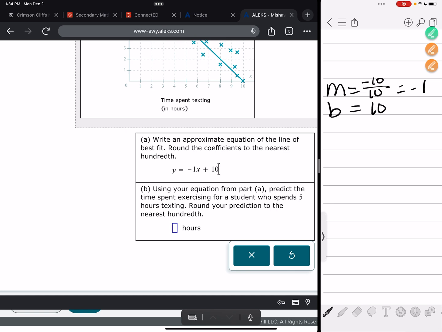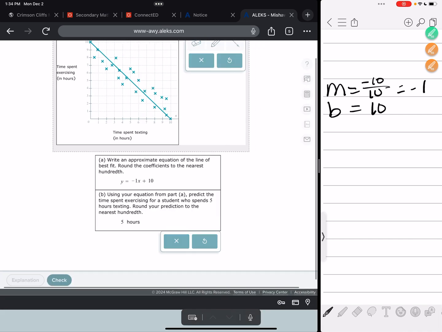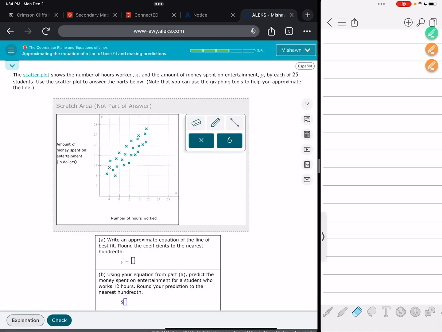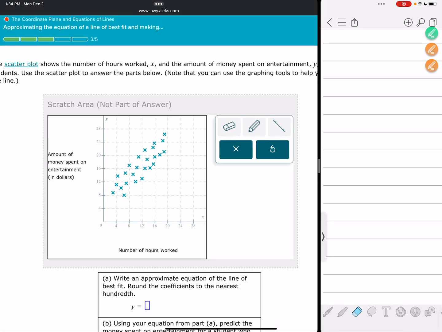Then it asks me to predict the time spent exercising for a student who spends 5 hours texting. So I plug 5 in. When I do that, I get 5, which we can go ahead and check. Okay, doing this one last time. This time with it being the opposite direction.